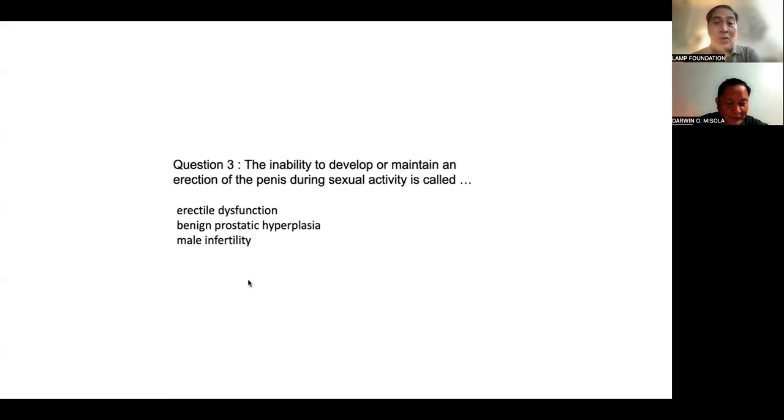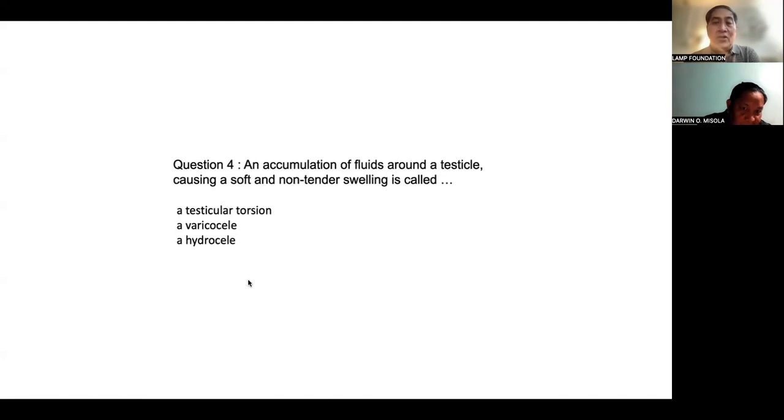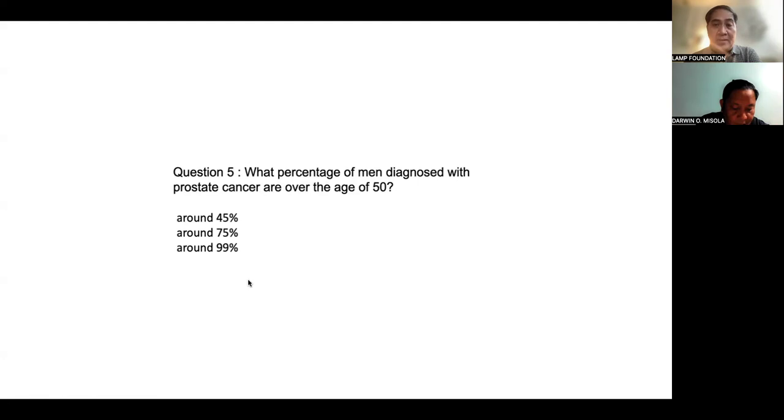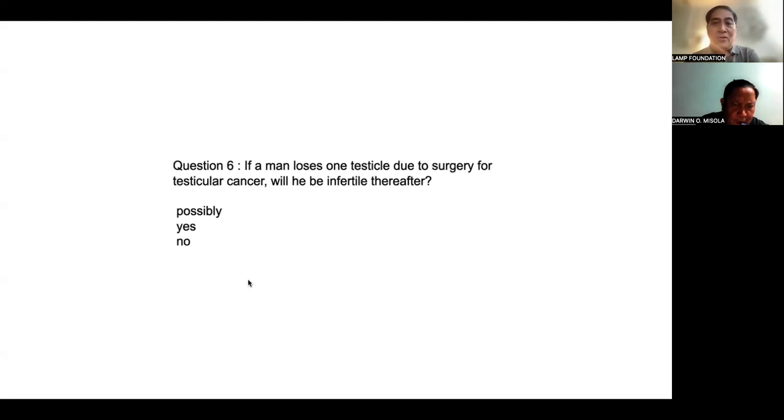The inability to develop or maintain an erection of the penis during sexual activity is called erectile dysfunction, Doc. Okay. Accumulation of fluids around the testicle causing a soft and non-tender swelling is called hydrocele, Doc. What percentage of men diagnosed with prostate cancer are over the age of 50? Around 99%, Doc.